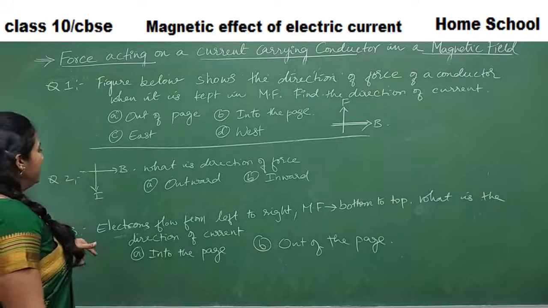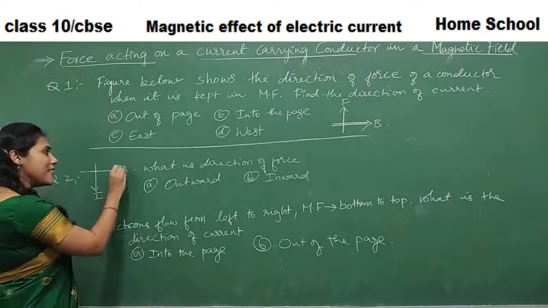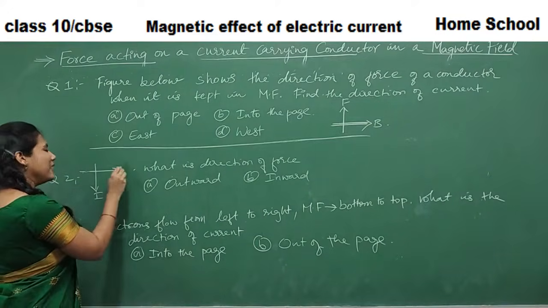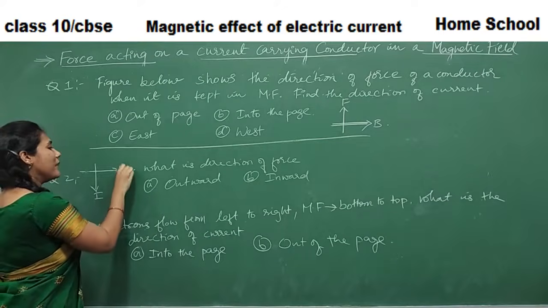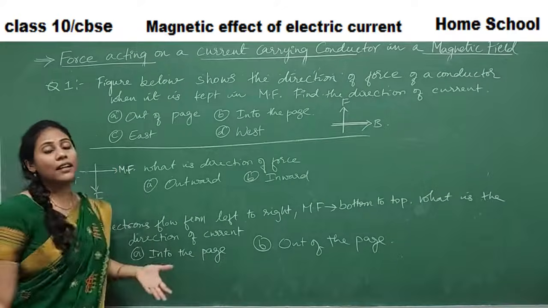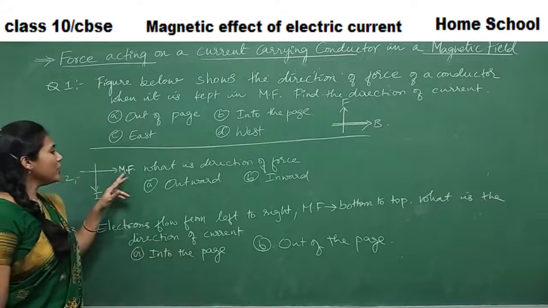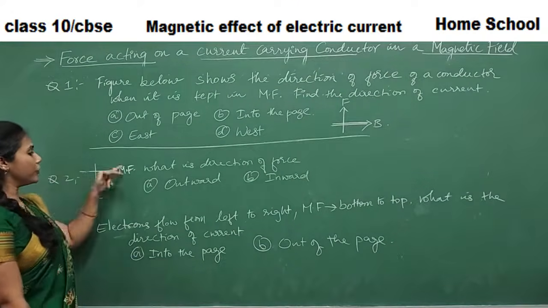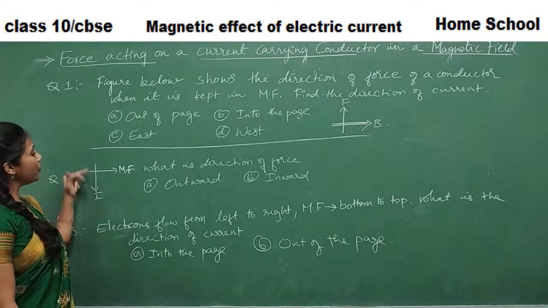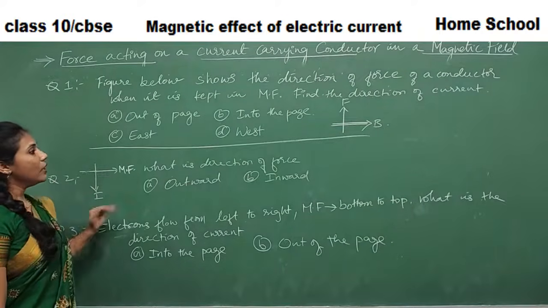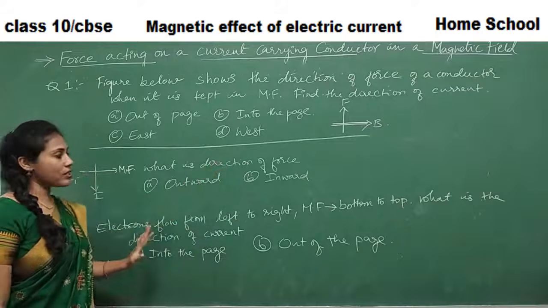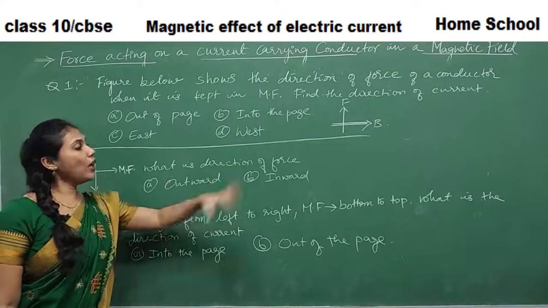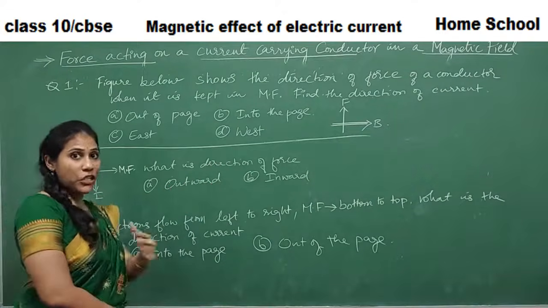They have given a diagram where B means magnetic field. Magnetic field is actually represented with B, but we don't use it at 10th level, so let us write magnetic field as MF. Magnetic field is moving from left to right. Current is moving from top to bottom. What is the direction of force? Outward or inward? Let us check it.